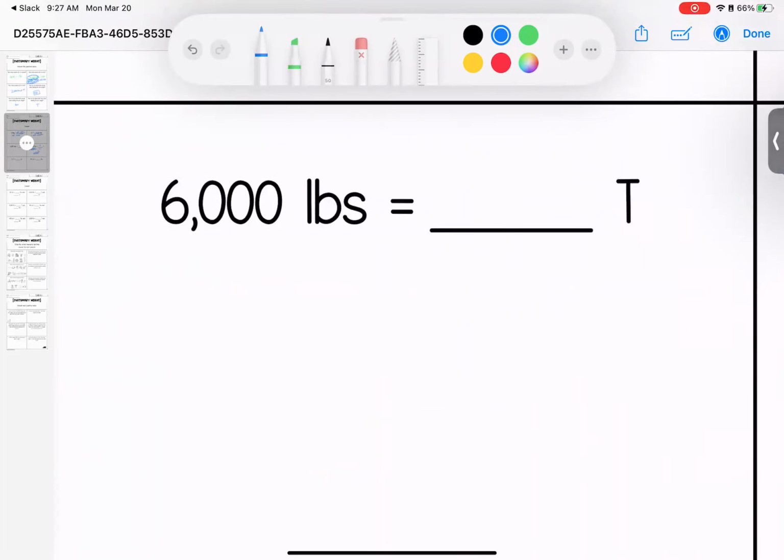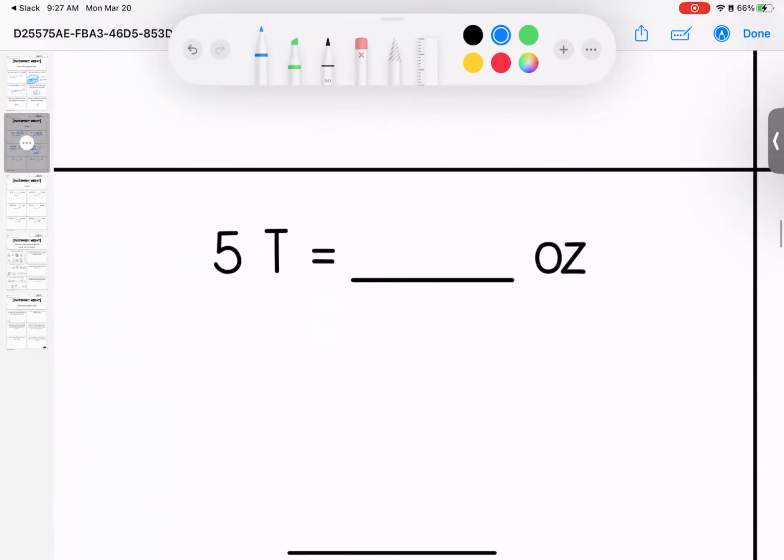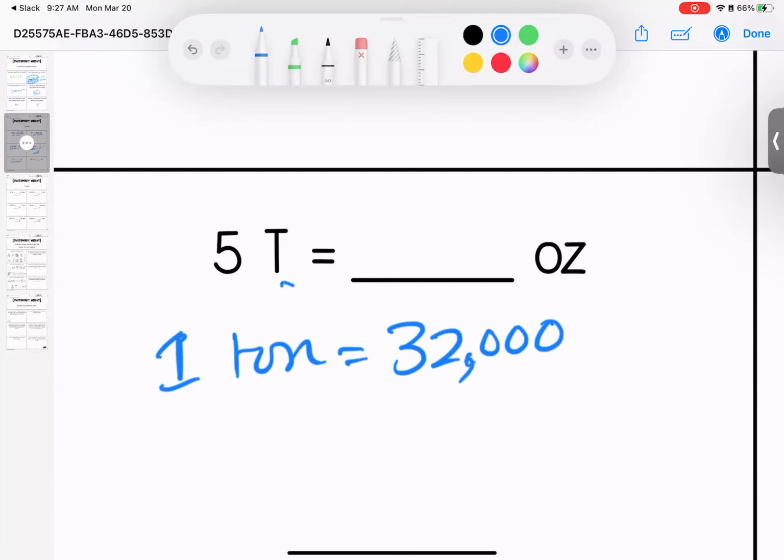All right, pounds to tons. There are 2,000 pounds in 1 ton. Same side, I divide. 2 goes into 6 3 times. So 2,000 goes into 6,000 3 times. 5 tons is equal to how many ounces? Again, I remember that 1 ton had 32,000 ounces. Opposite sides, I multiply. 5 times 32 gives me 160.